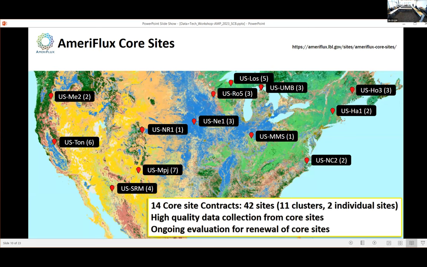So that's the map of the core sites. It's not fixed over the years. It's been changing a little bit. We used to have a few more sites.